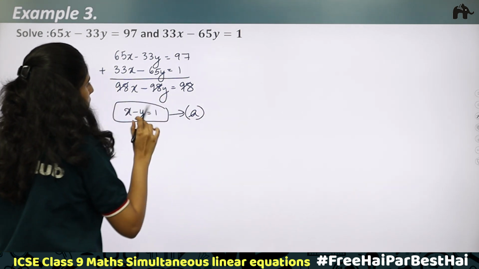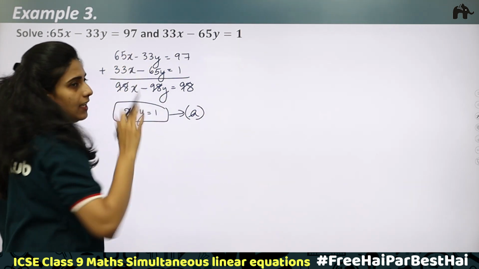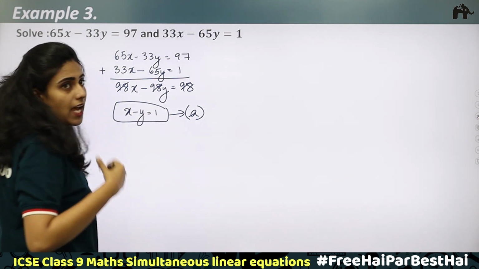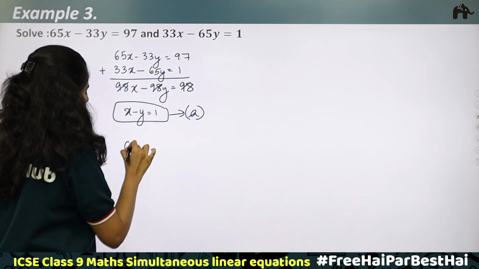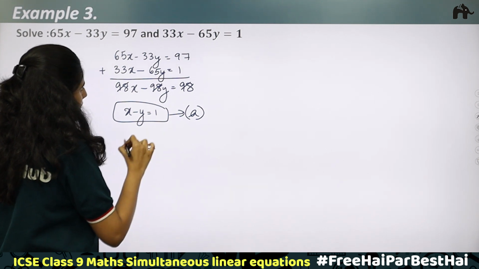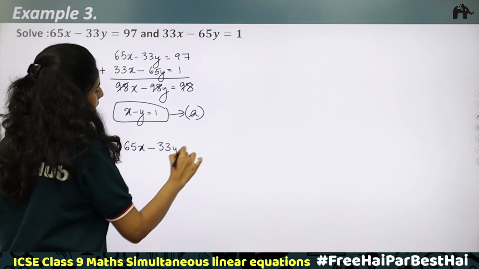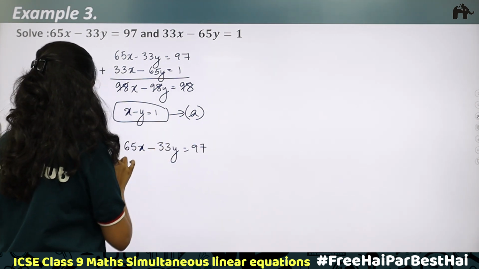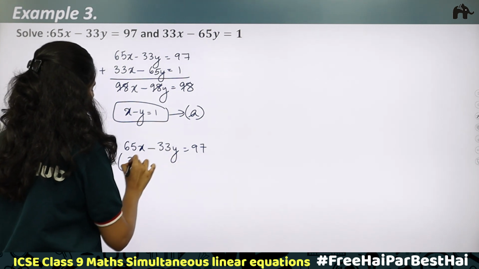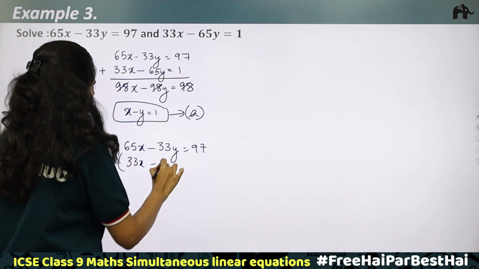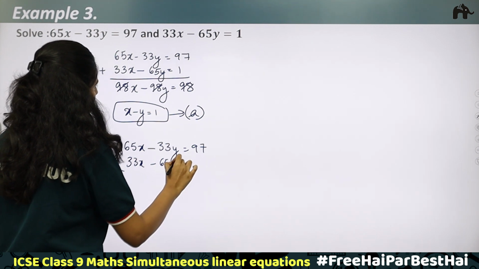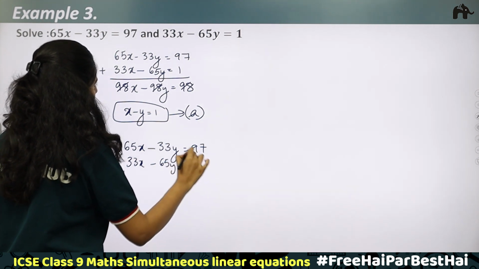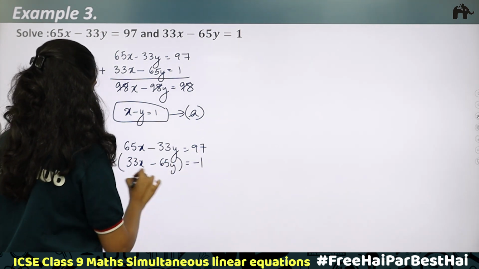Next step, what we are going to do is, here we have added the first and second equation. We are going to subtract first and second equation. That is 65x minus 33y is equal to 97 minus 33x minus 65y is equal to minus 1.